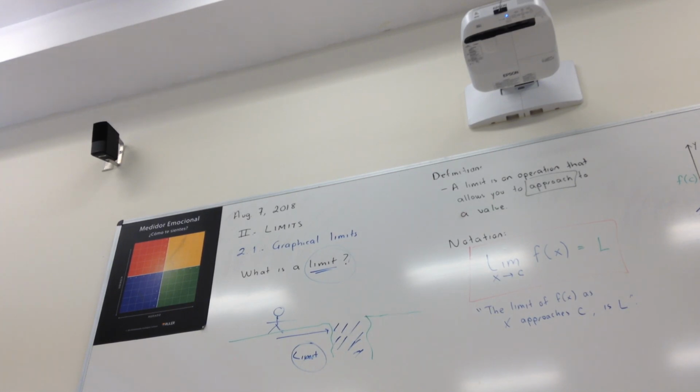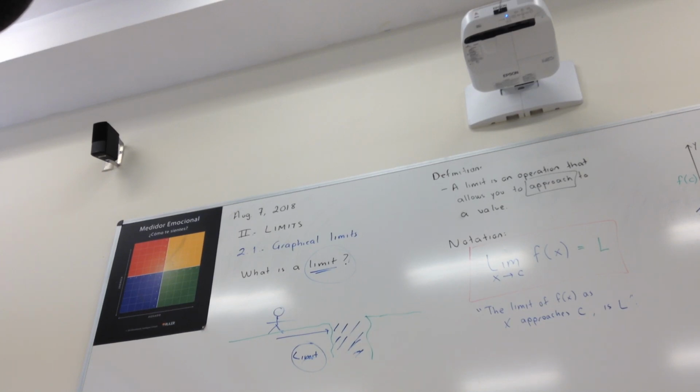If I get close to C, then my function is getting close to a value, which in this case is exactly the same, but I'm approaching that value instead of taking that value. So the limit means that if I approach this value, then I approach that value, which in this particular case is going to be f of C. That's the way to represent it.